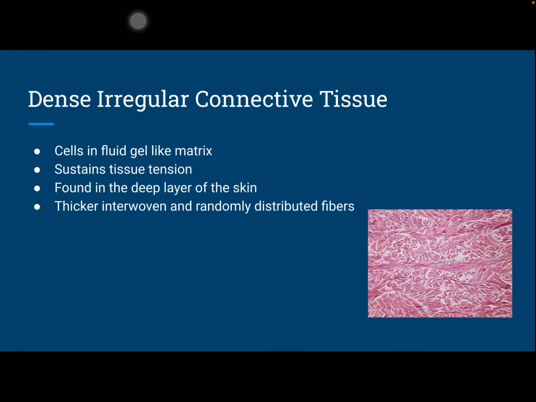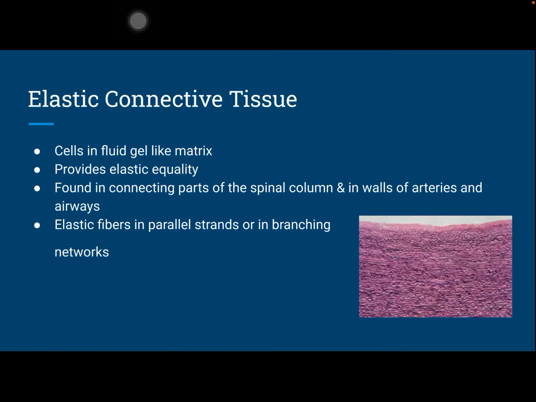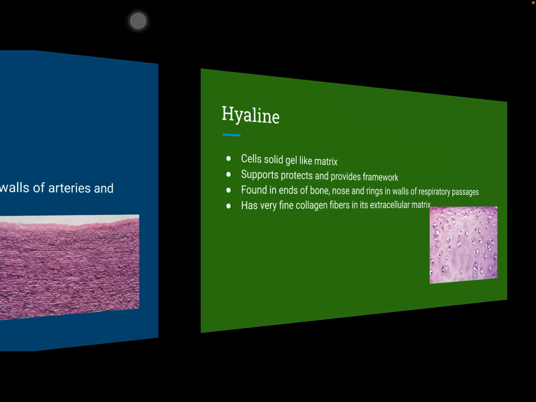Dense irregular connective tissue are cells in fluid gel-like matrix, sustained tissue tension, found in deep layer of skin, and they're thicker, interwoven, more like randomly distributed fibers, as you can see in the example as well. Elastic connective tissue are cells in fluid gel-like matrix. They provide elastic quality, found in connecting parts of spinal column, in the walls of arteries and airways. Elastic fibers are in parallel strands and branching networks.